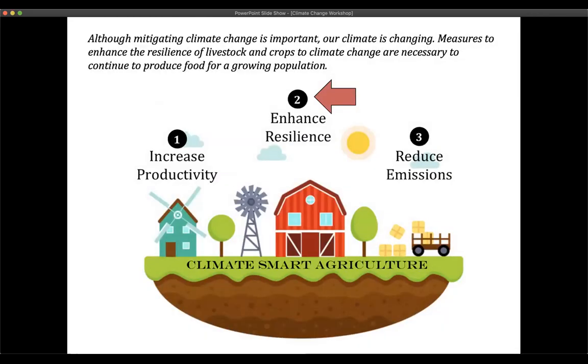The second goal is to enhance resilience. Regardless of what kind of changes that we make, even if we could make a 180-degree turn today on every single practice that causes global warming and climate change, we would still have the consequences of our human impact on our environment. It's ahead of us, if that makes sense. So regardless of what changes we make in the future, we still need to be resilient. We still need to find ways that we can adapt to a changing climate.